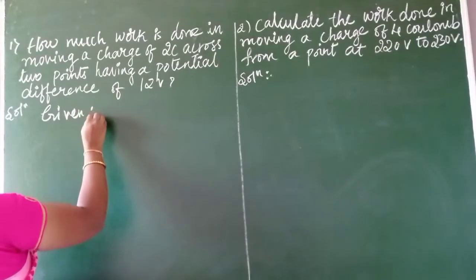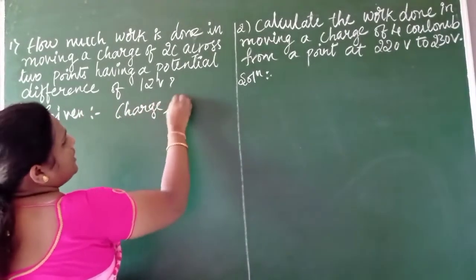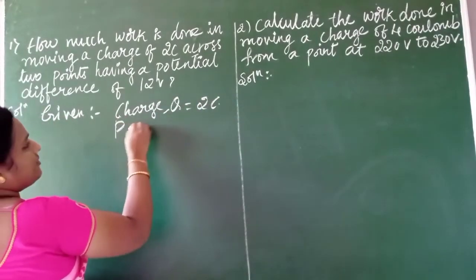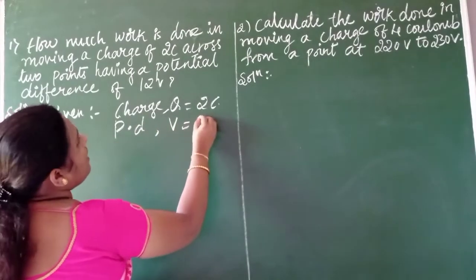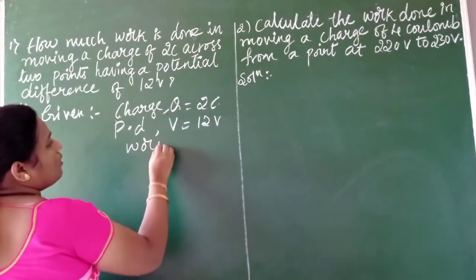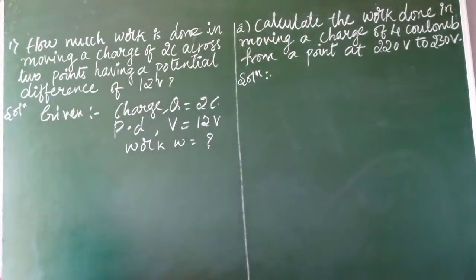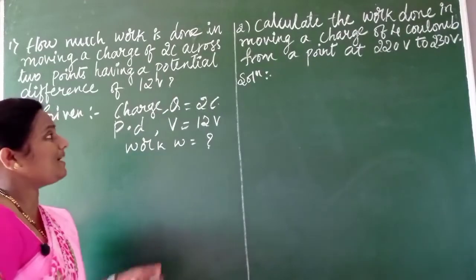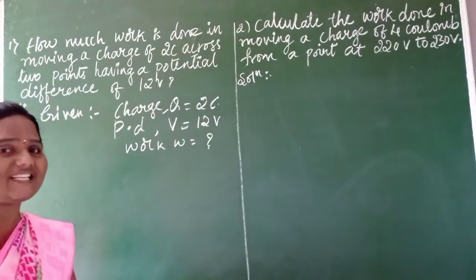What is given, children? That is charge Q is equal to 2C, then potential difference, in short I have written V, or voltage, you can write it as how much? 12 volts. So work W is equal to how much? So what have we studied, potential difference means what? It is nothing but the amount of work done in bringing a charge, isn't it, children?